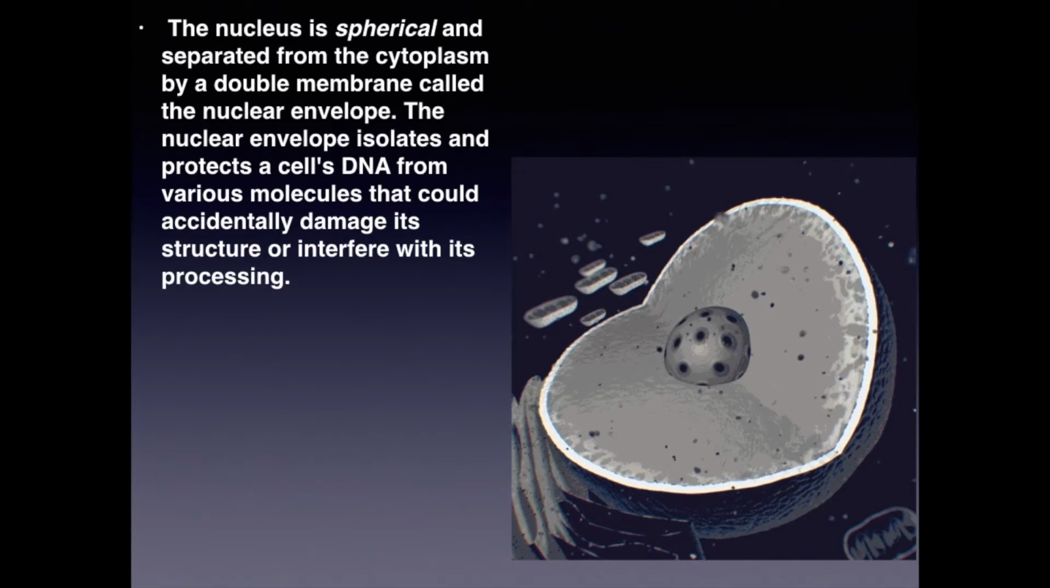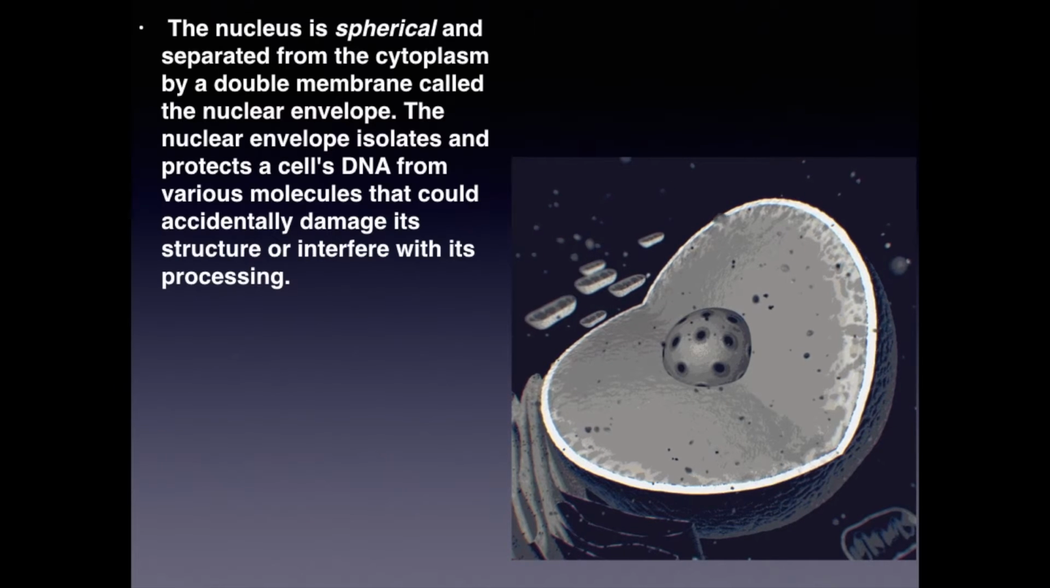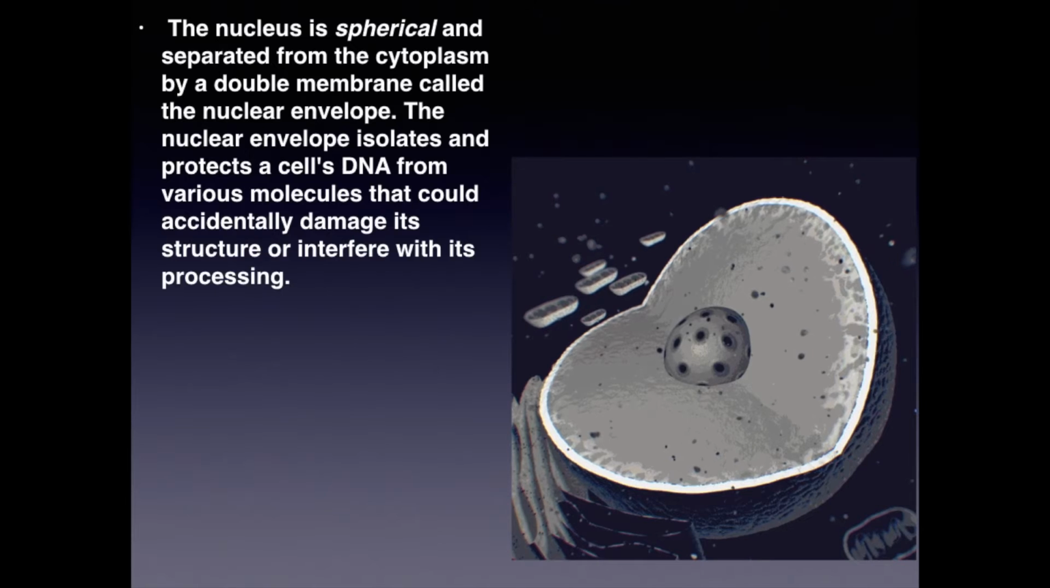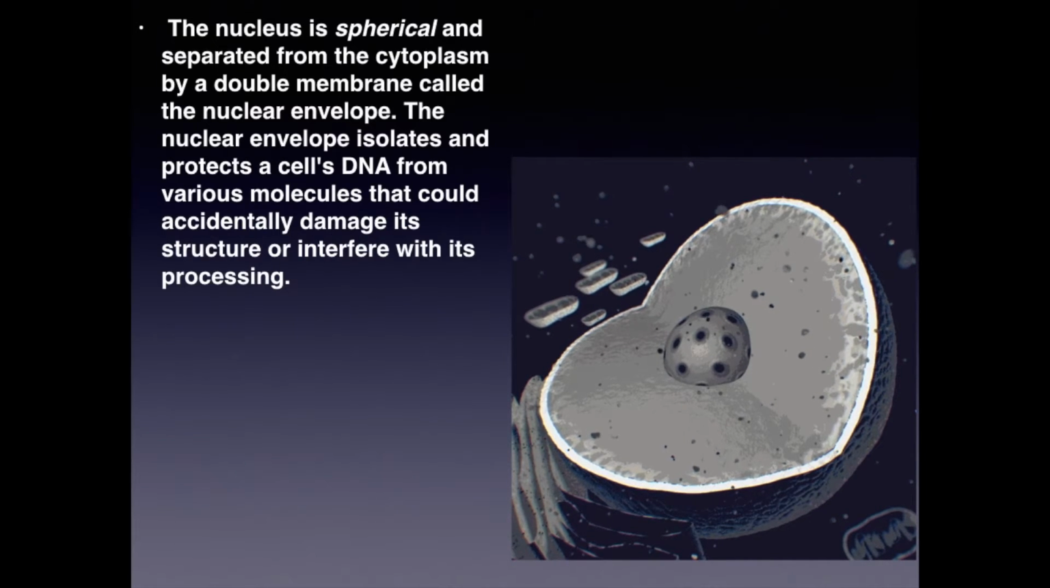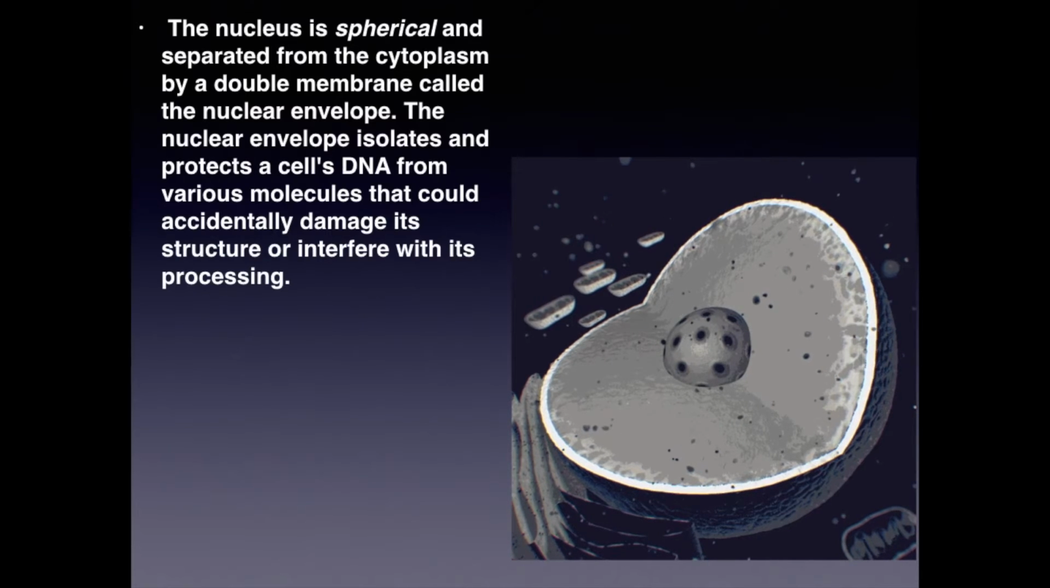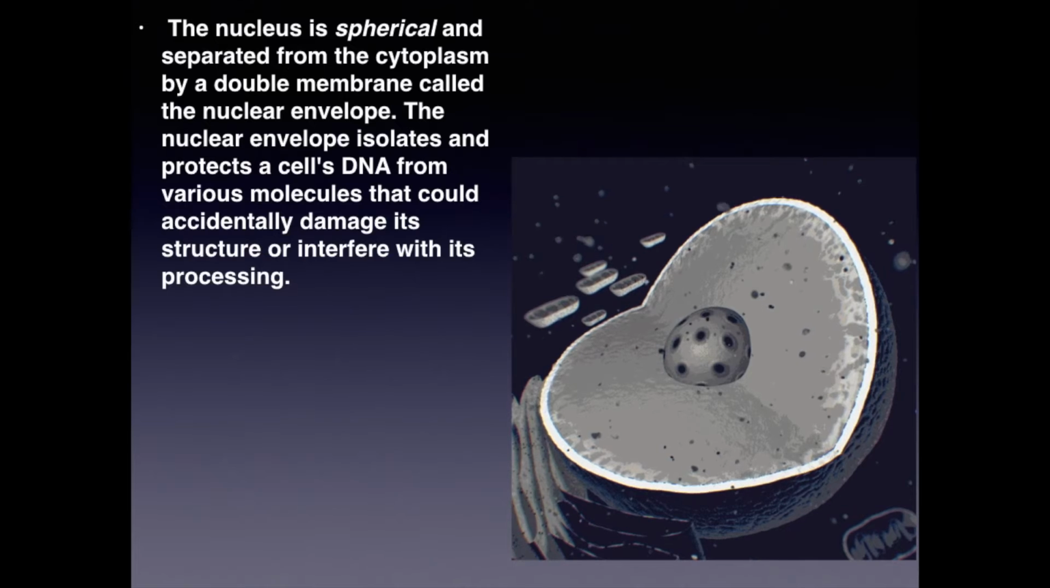Now you are clearly able to see the tiny pores here. There are other organelles you can see floating. So this is a nucleus at work. It is round in shape, and again it will have a double membrane which is known as the nuclear envelope, and this envelope has tiny pores. So this envelope is important because it will keep the DNA separate from the rest of the organelles.